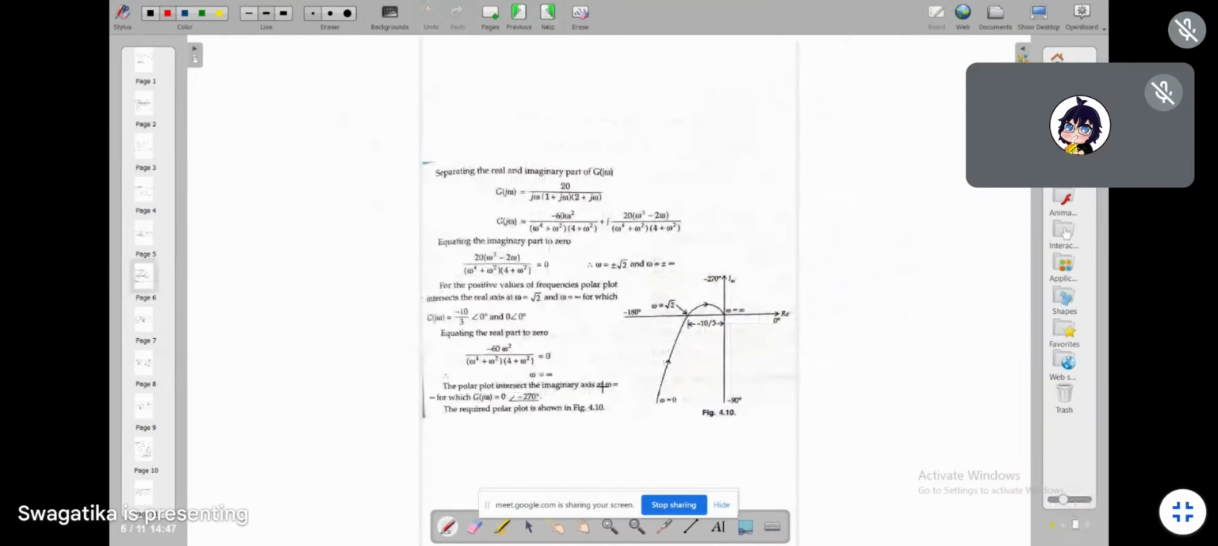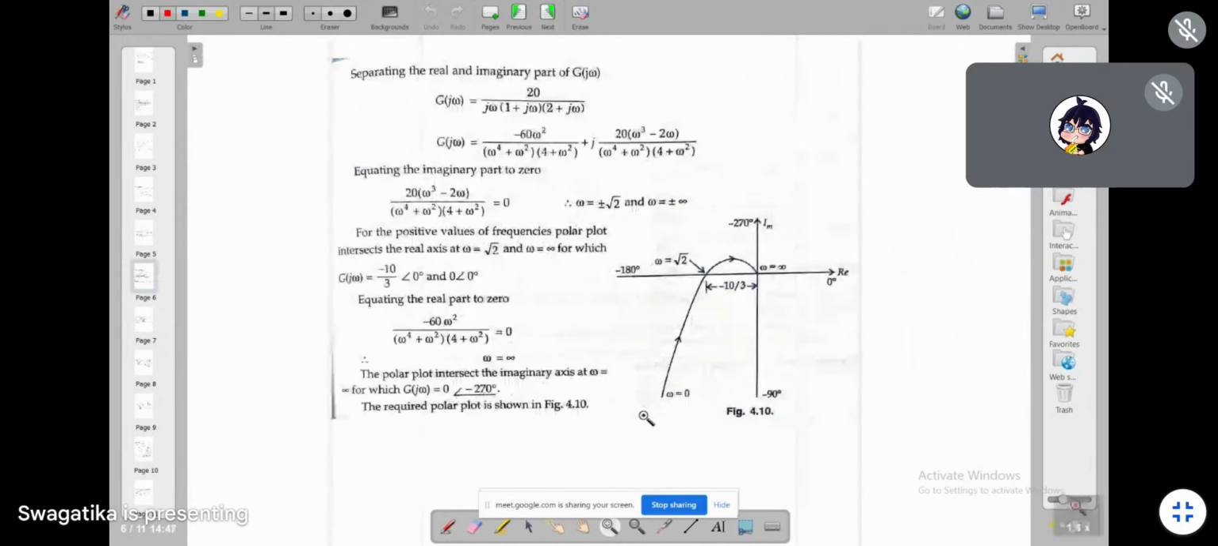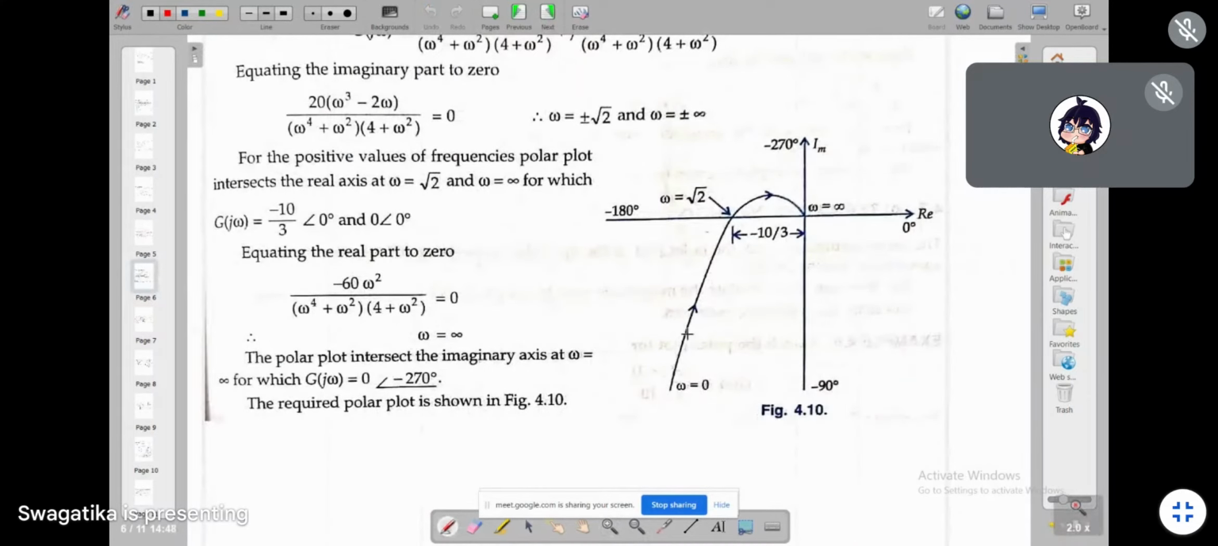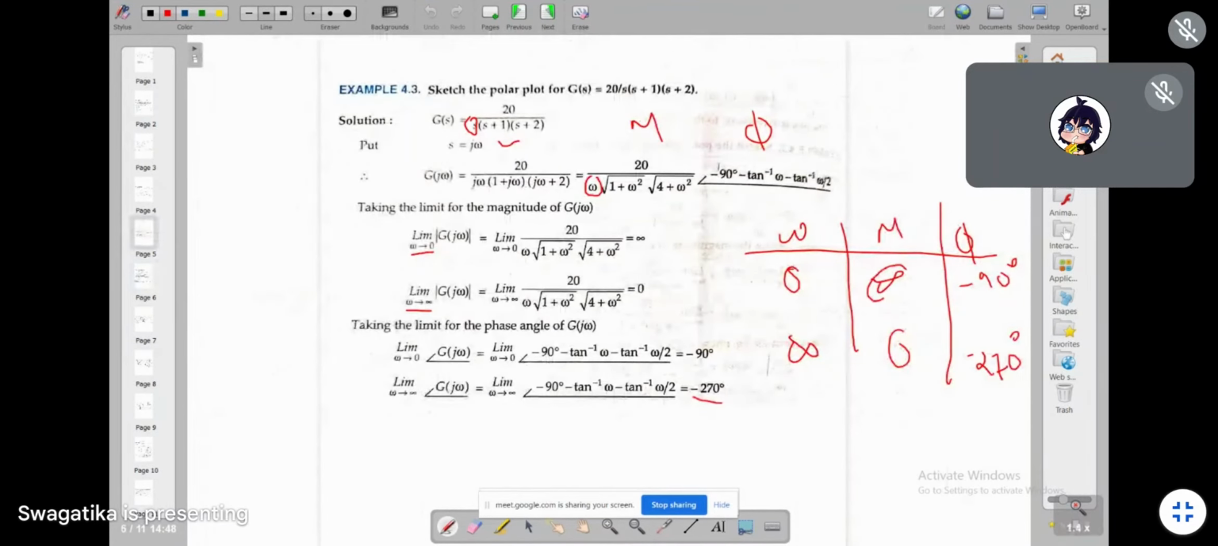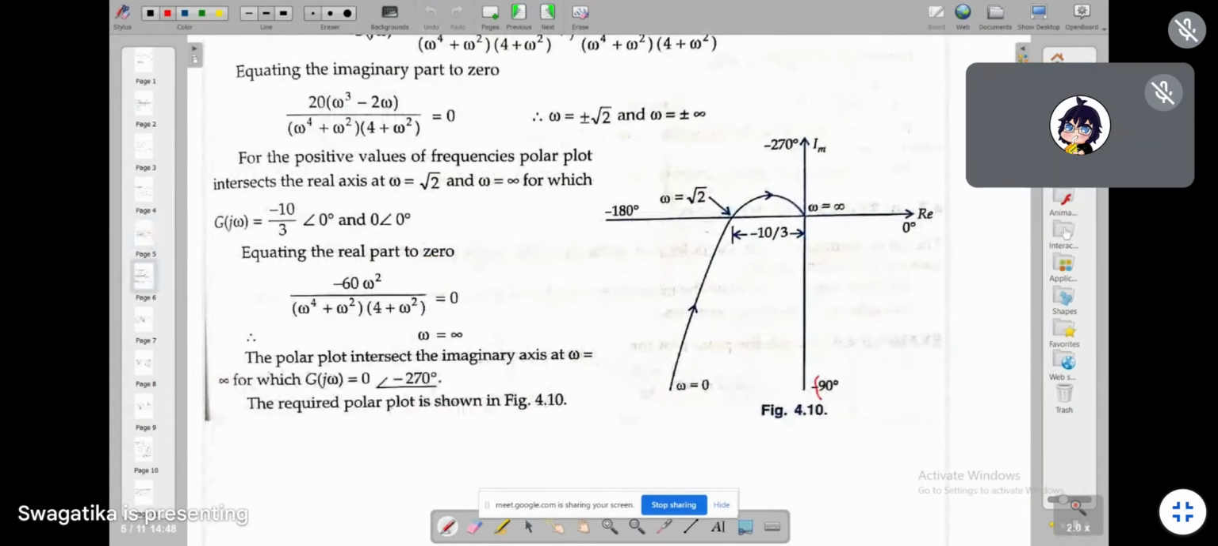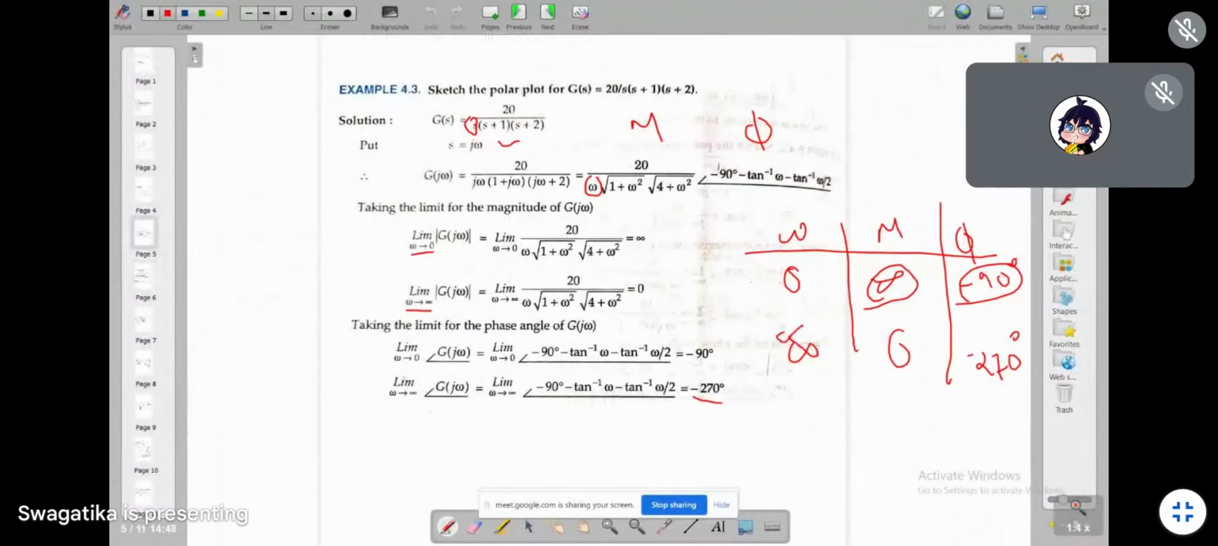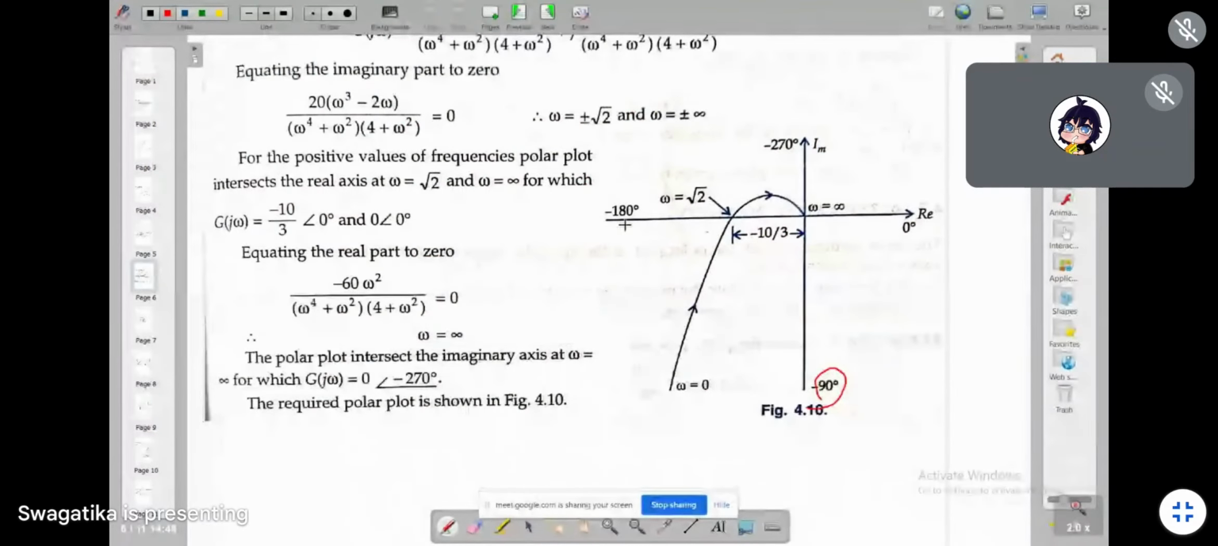See, it starts from infinity with magnitude infinity. Omega equals 0, magnitude is infinity, and phase is minus 90 degrees. It starts from infinity, right? And it ends at omega equals infinity. At omega equals infinity, I am finding magnitude is 0 with phase angle minus 270. Minus 180 minus 270, and the magnitude is 0, right, on the origin, omega equals infinity.